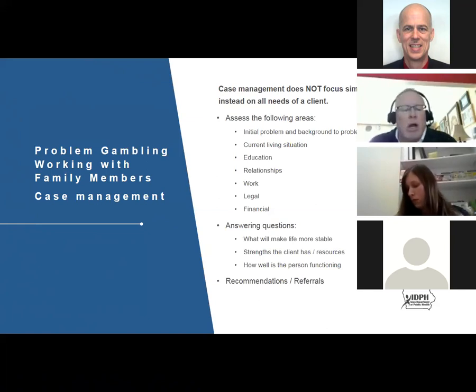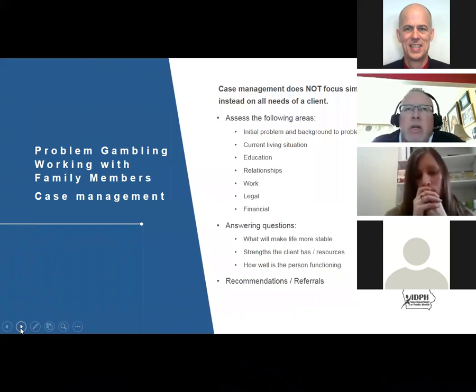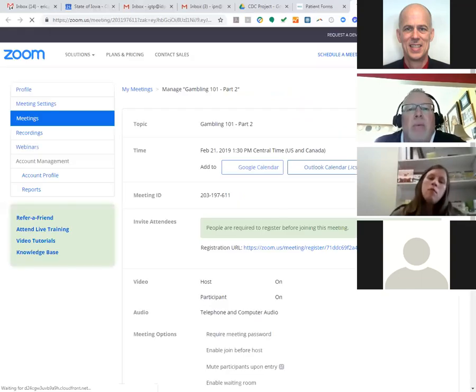So, let's talk about working with family members and case management. One of the things that is imperative in this process is to not only assess whether they have a gambling issue, but to look at all the other areas of their life: what parts are dysfunctional, what parts are not, what parts they want to work on and what they don't, and what makes their life more stable, because you need to build on that stability, their strengths, and their functioning.